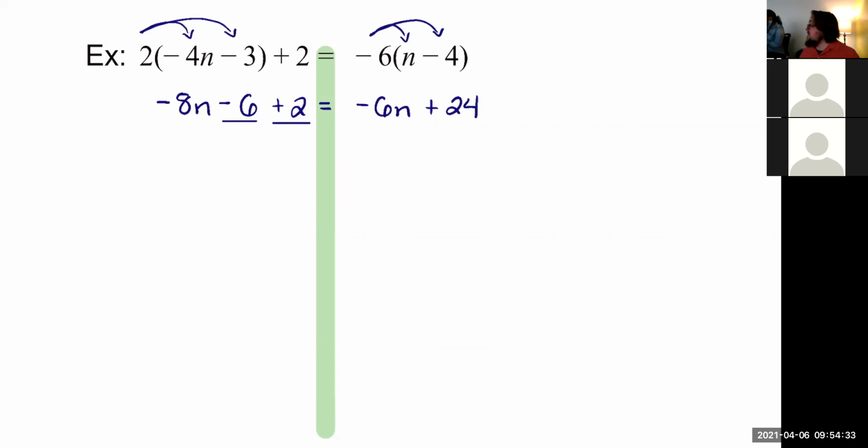Because they both don't have variables. Yep. So it's not about even or odd. It's not about their signs. It's about whether they have the same variable or not. And not having variables is the same thing as having the same variable.